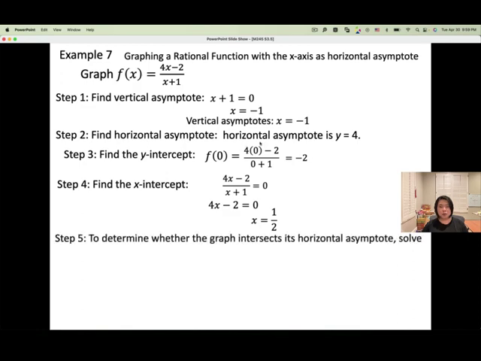Okay, since we do have a horizontal asymptote, we're gonna try letting f of x equal to 4, okay? Multiply x plus 1 on both sides. Okay, you're gonna get negative 2 equal to 4. This is a false statement. That means the graph does not intercept the horizontal asymptote.